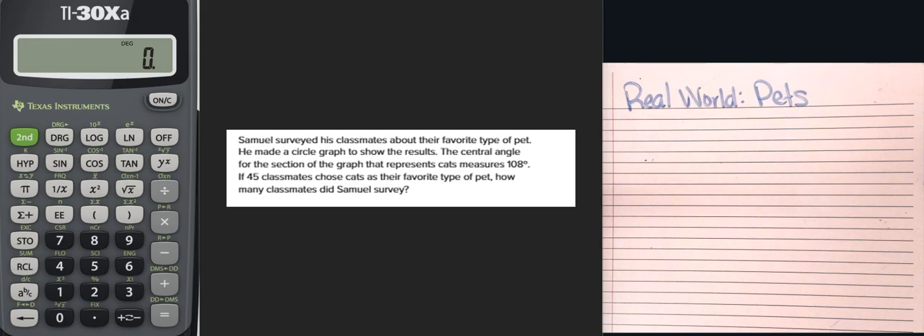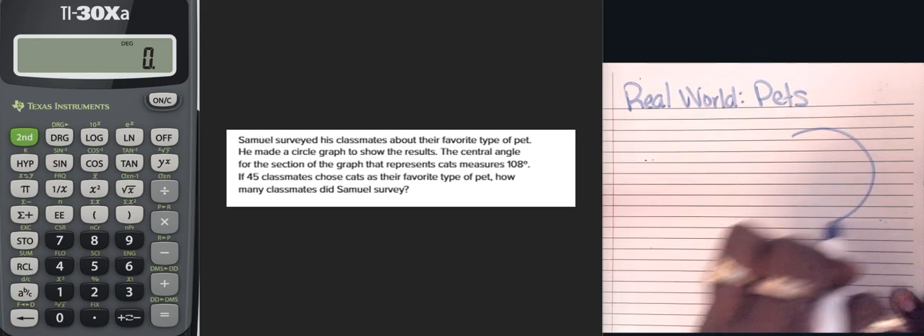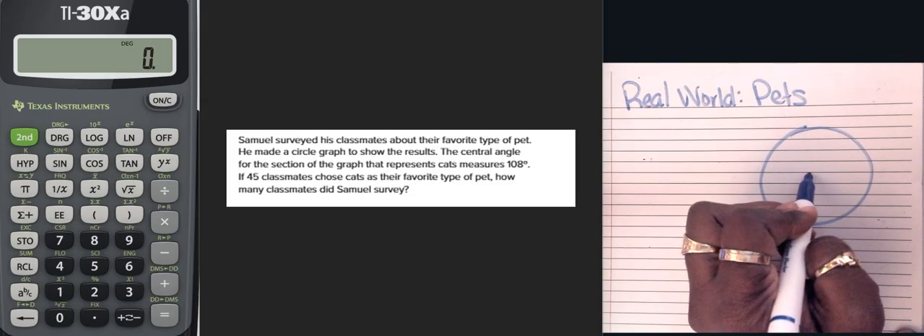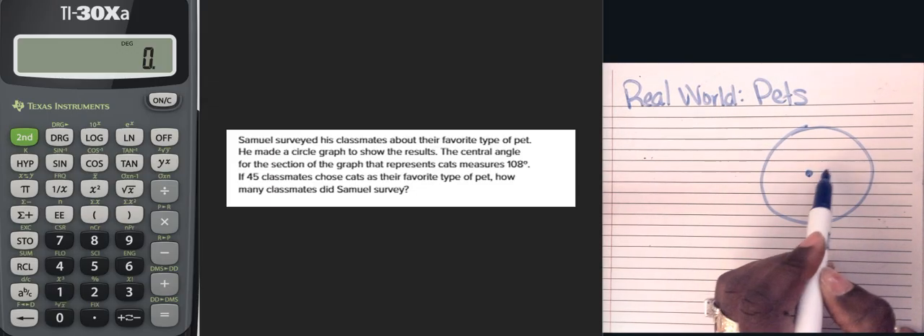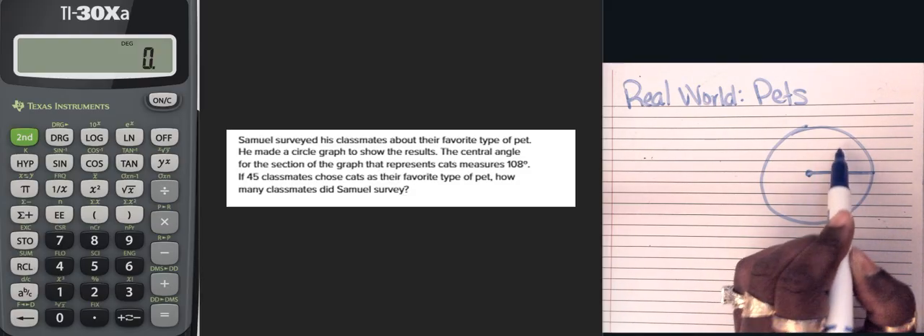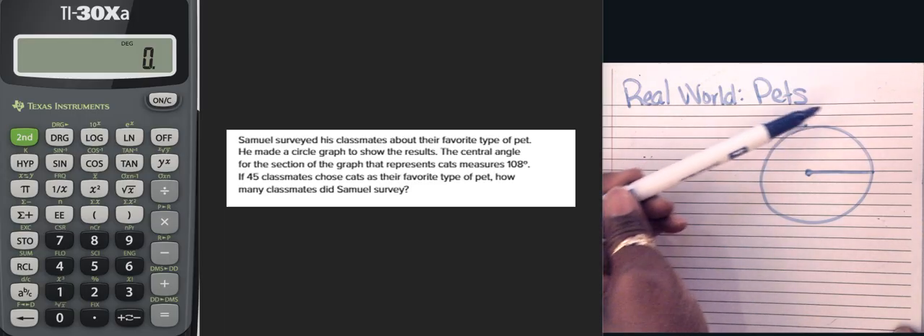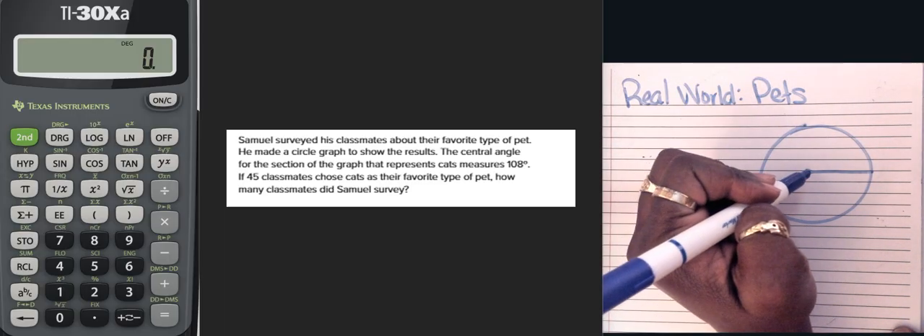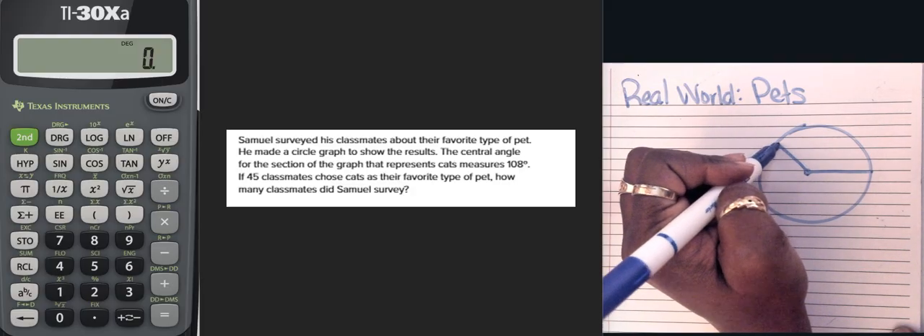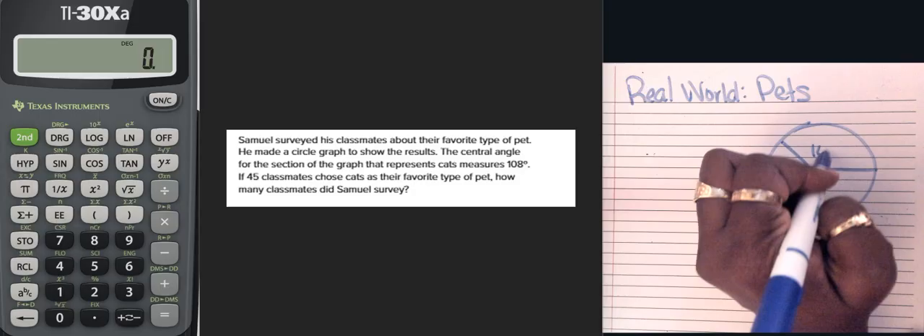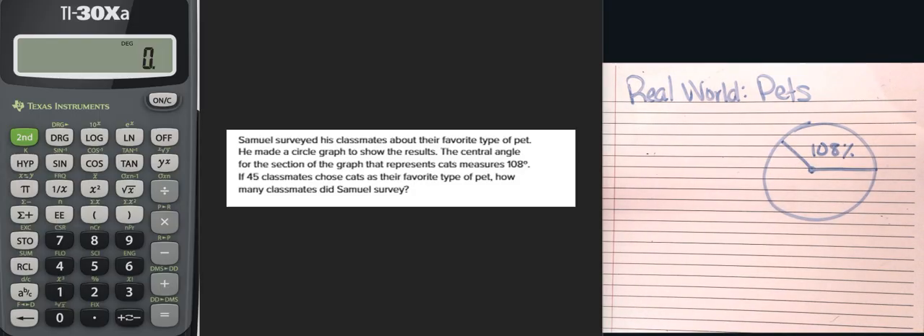Okay, so if we remember what we know about circle graphs, I'm just going to assume that this is our circle. When we talk about the central angle, we're going into the center, and then we're going to start at 0 and measure with our protractor. We just measure until we can find 108 degrees. I know it's going to be larger than that, so I'm just going to assume that this is our central angle of 108 degrees.